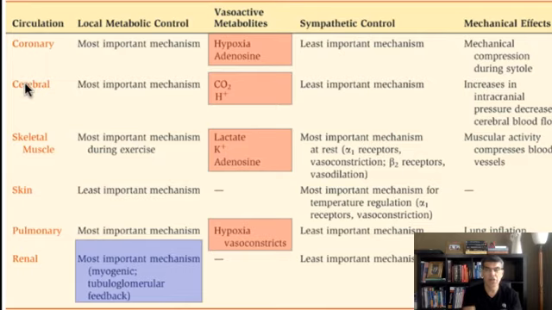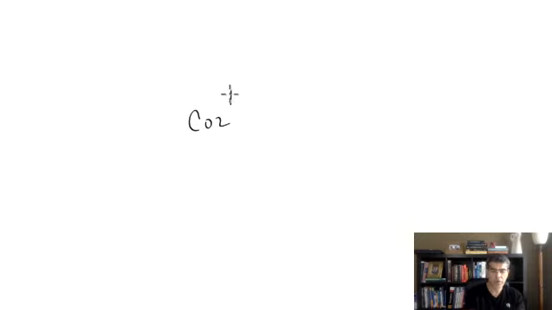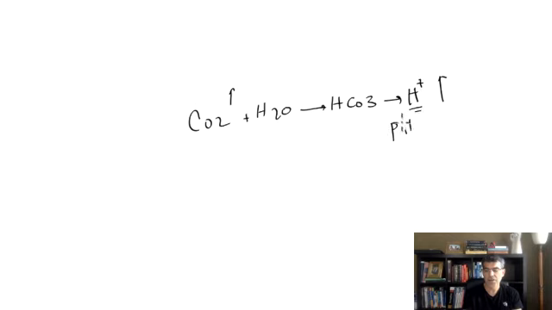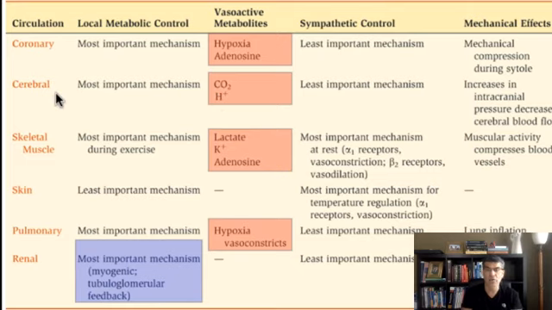The main player to change the artery to the brain would be CO2, which, when CO2 goes up, is going to add to the water and create bicarbonate that is going to break down and increase the acid. As a result, the pH in the brain is going to go down, and that is going to make you open up the vessels of the brain.